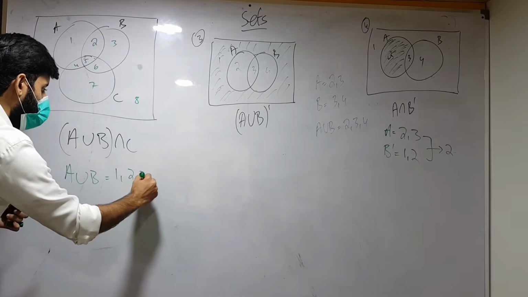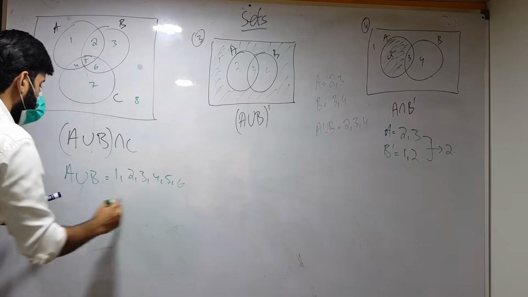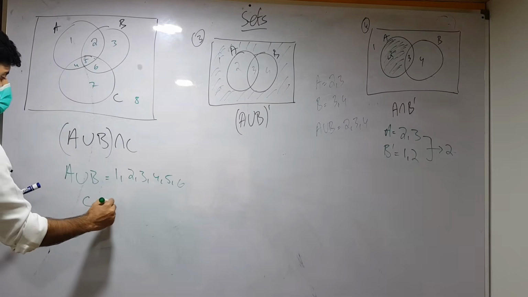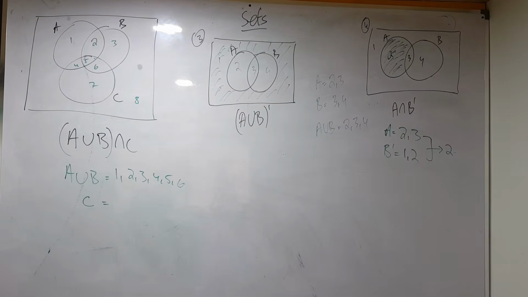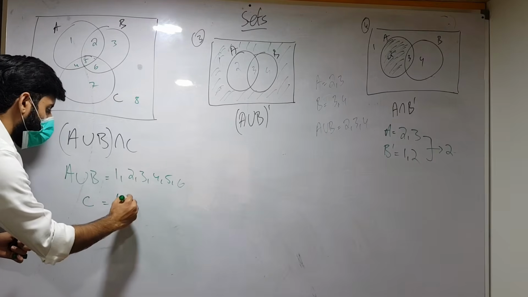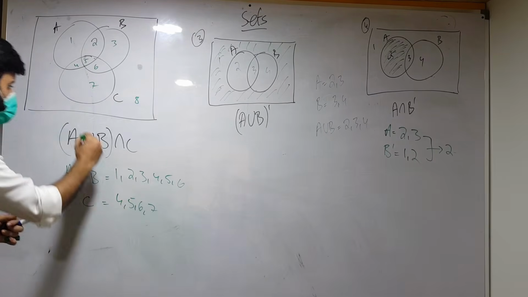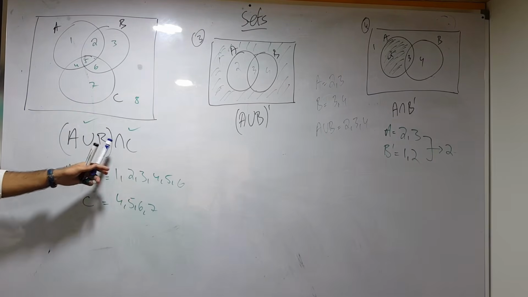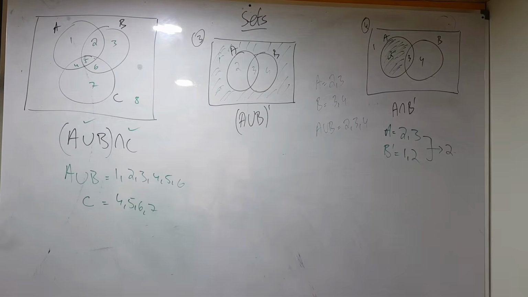1, 2, 3, 4, 5, 6. Perfect. Alright, what about in set C? 4, 5, 6, 7. Perfect. Okay, so you figured this out, you figured this out. You're only left to figure out the intersection part.